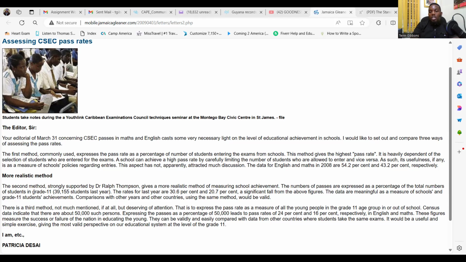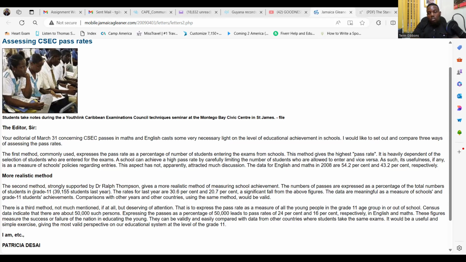The data are meaningful as a measure of schools and grade 11 students' achievements. Comparison with other years and other countries using the same method would be valid. Now, there is a third method not much mentioned, if at all, but deserving of attention, that is to express the pass rate as a measure of all the young people in the grade 11 age group in or out of school. Census data indicate that there are about 50,000 such persons.